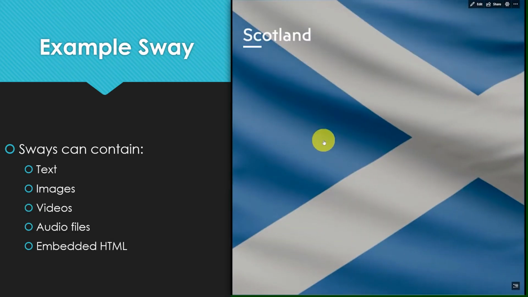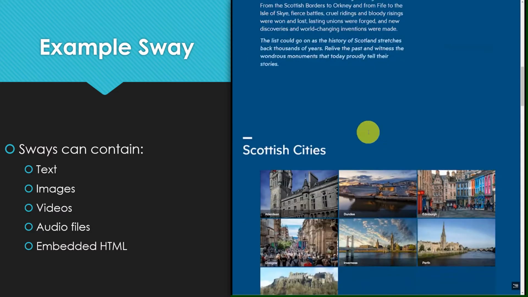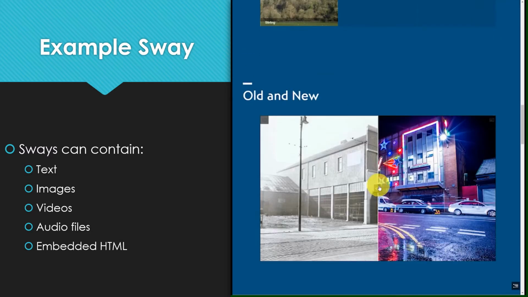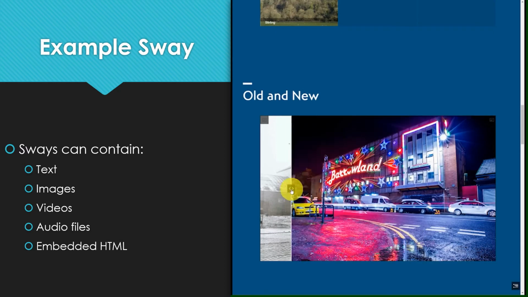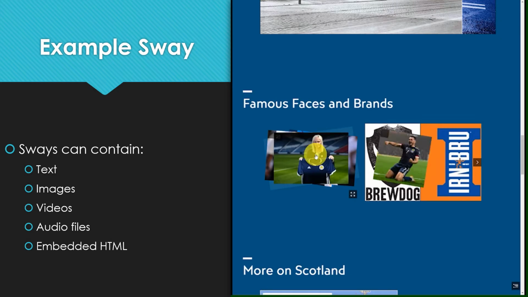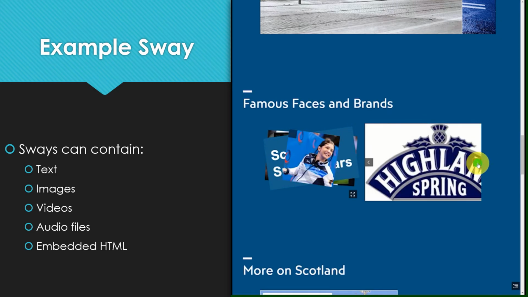We'll now have a look at an example Sway. This Sway is built around the theme of Scotland. In their most basic, Sways can contain text and images. Images can be laid out in a variety of formats, such as the grid layout here, a comparison between old and new images for example, stacks which can be cycled through, and a variety of slideshows.